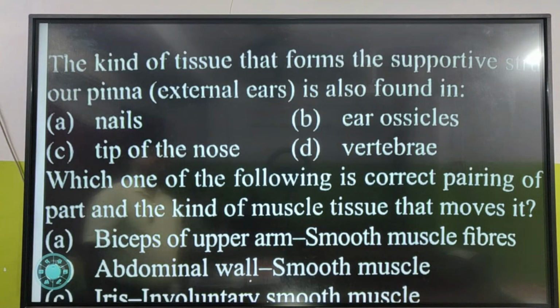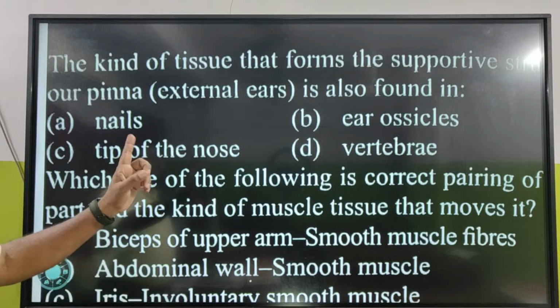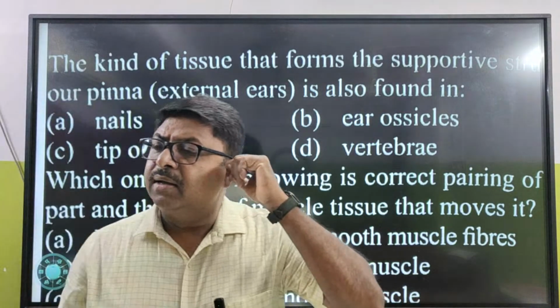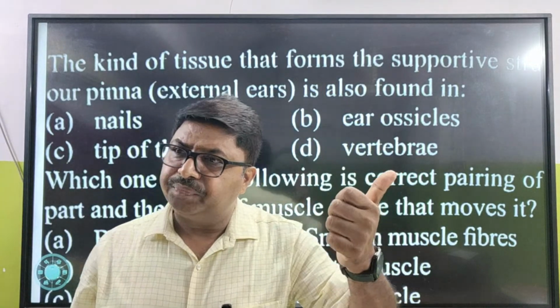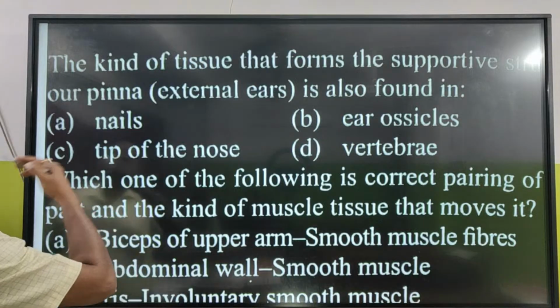The kind of tissue that forms the supportive structure in our pinna, the external ear, is also found in nails, tip of the nose, ear ossicles, vertebrae. It is also found in the tip of the nose, because what is common between them? The common is elastic cartilage.